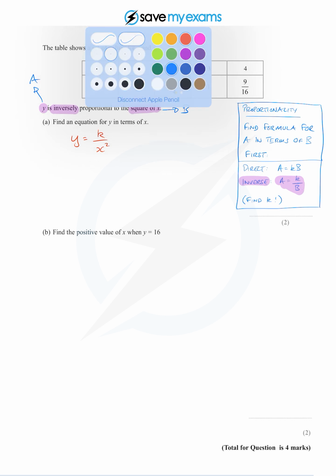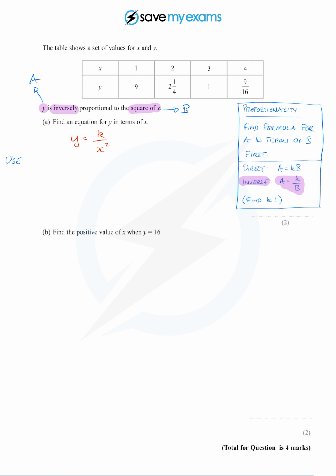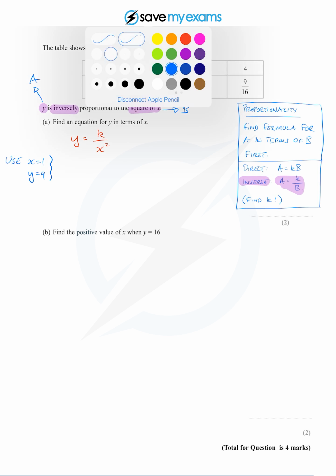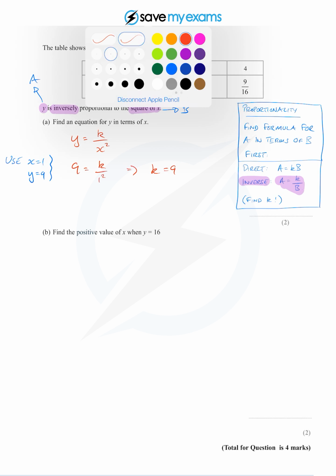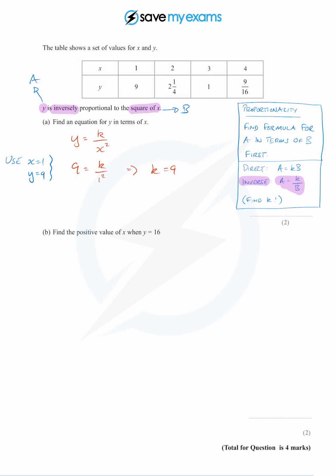Now let's put some numbers in. Let's use the easiest numbers we can. Well, since I've got an x on the bottom of a fraction and it's squared, if I use x equals 1, that would make life very easy. So let's use x equals 1 and y equals 9. And that gives me, what does that give me? 9 equals k over 1 squared. In other words, k just equals 9, because that 1 squared is neither here nor there. And so my formula is y equals 9 over x squared.